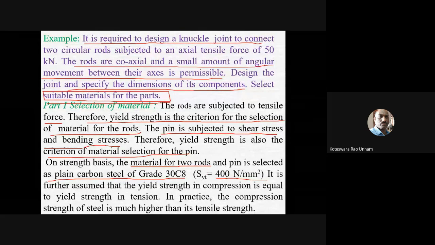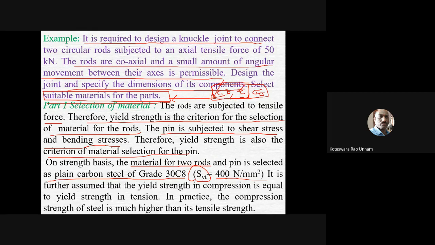Once you pick the yield strength, we require sigma T, tau and sigma C. These are the three allowable stresses we need to identify for this joint. Once you pick the yield strength, your sigma T and tau are decided. If you use some factor of safety here, sigma T is SYT divided by factor of safety, and tau is SYS divided by factor of safety, where SYS is nothing but 0.5 SYT. So then these two parameters are identified.